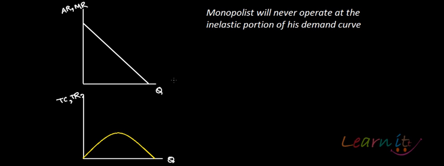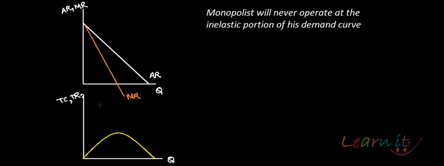Now we'll show that a monopolist will never operate at the inelastic portion of his demand curve. So this is the linear demand curve which this monopolist has. Let's say this is an AR curve here, and the corresponding MR curve will be somewhat like this. This is the MR curve of the monopolist.